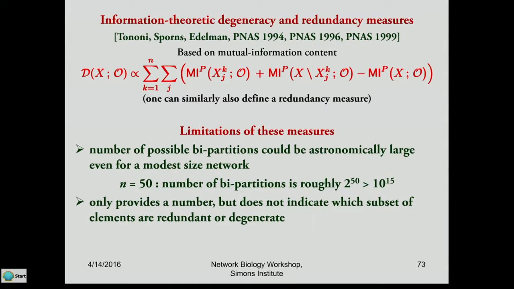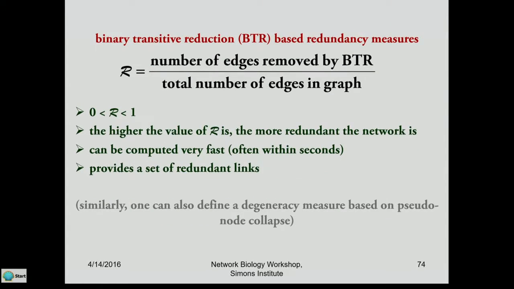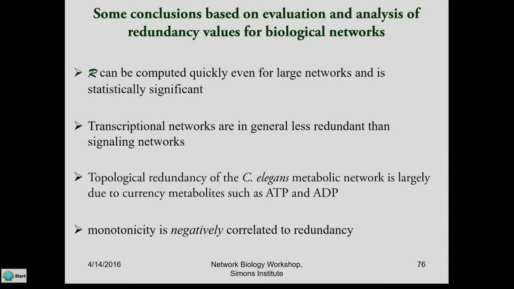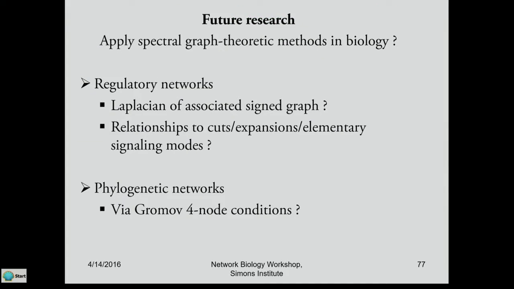the number of combinations that you need to evaluate is huge: if n is 50, you have to go through 10 to the power 15 combinations. So what you do is use the binary transitive reduction to define it, and then you can calculate redundancy and p-values for various networks, and draw some conclusions based on the redundancy values for logical networks. One conclusion is that the topological redundancy of the metabolic network, the C. elegans metabolic network, is due to currency metabolites and so forth.